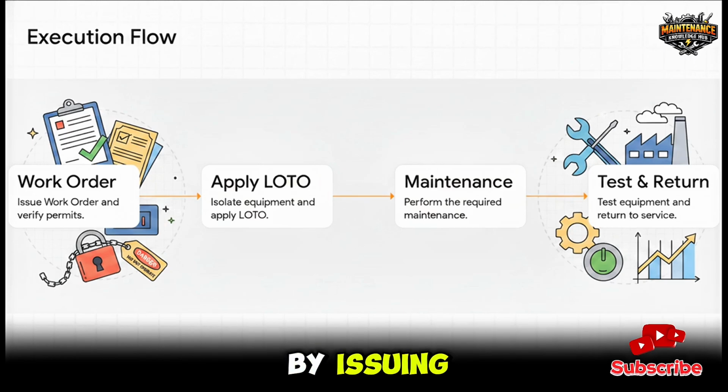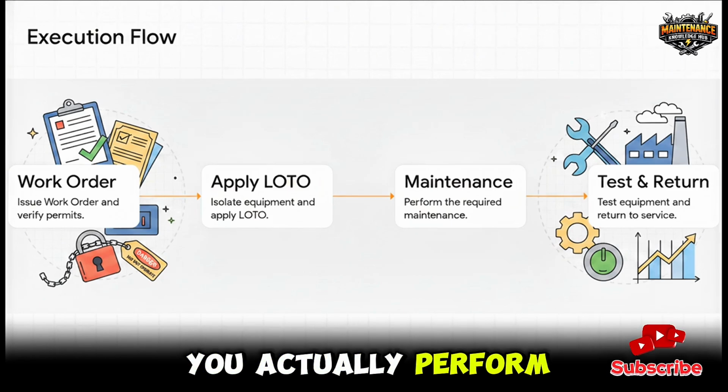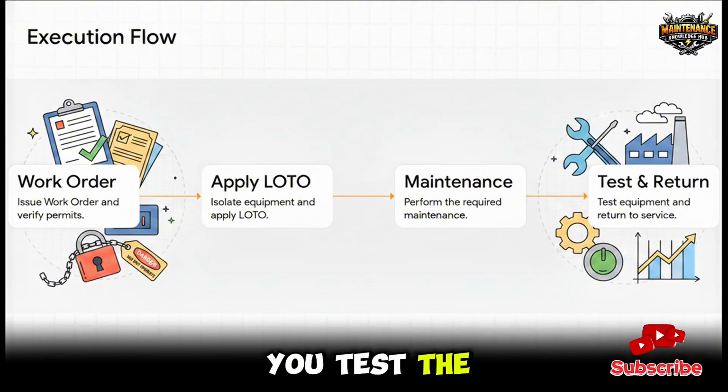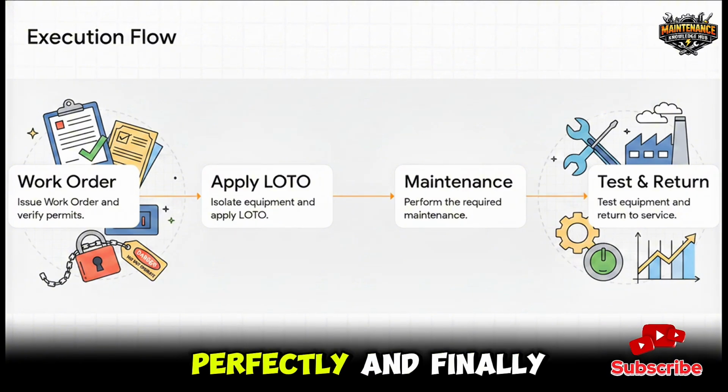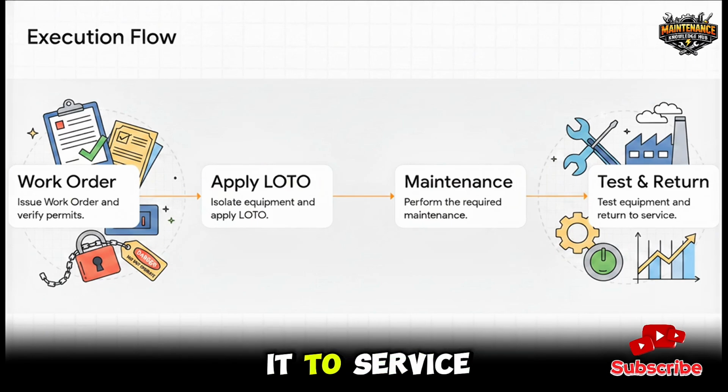You start by issuing the formal work order and verifying all your permits. Then you isolate the equipment and apply that life-saving LOTO we just went over. Only then do you actually perform the maintenance. Afterwards, you test the equipment to make sure it's functioning perfectly. And finally, you safely return it to service.